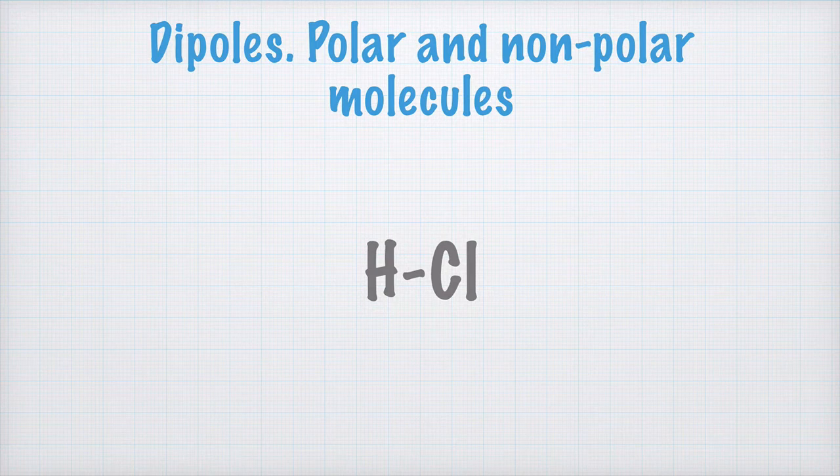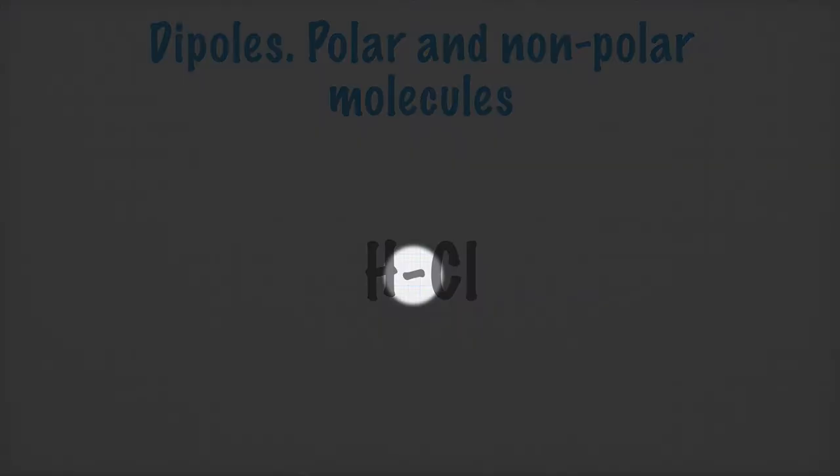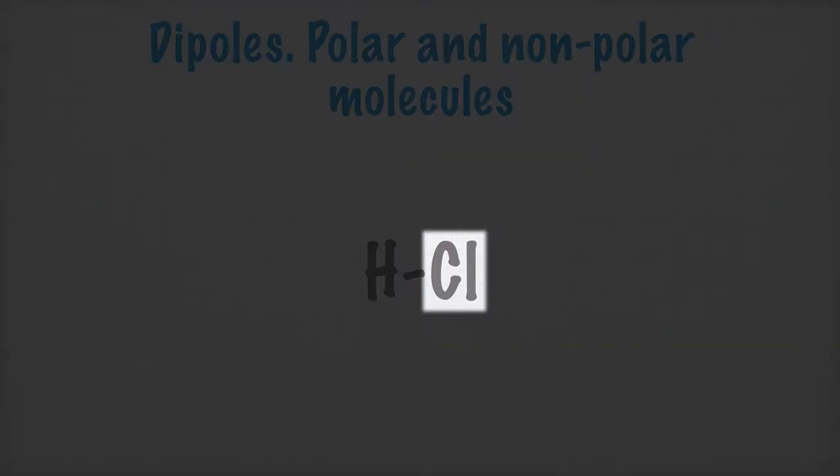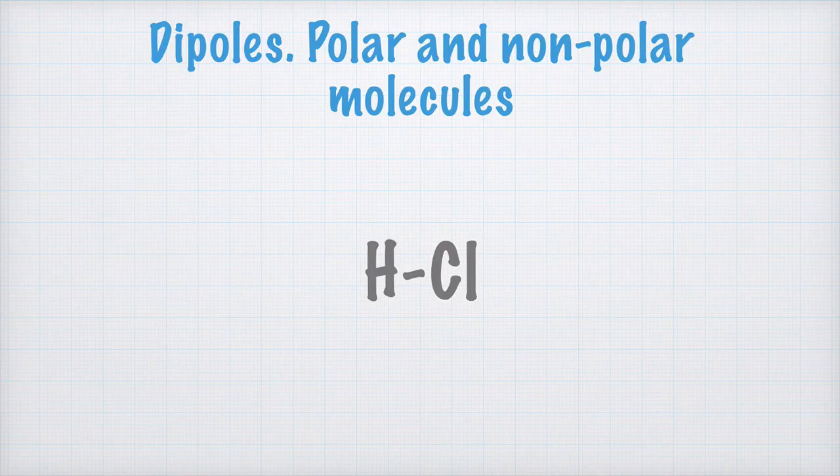Because of this, the bond between the hydrogen and the chlorine atom becomes polar, and the electrons spend more time with the chlorine atom than the hydrogen atom. This in turn makes the end where the chlorine atom is more negatively charged, and the end where the hydrogen atom is more positively charged. The molecule gets a negative pole and a positive pole. It becomes a dipole. Let's look at some molecules and discuss why they are dipoles, or not.